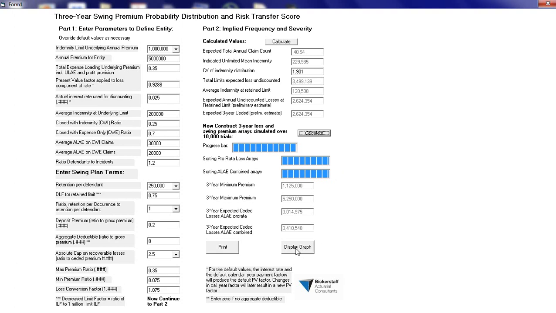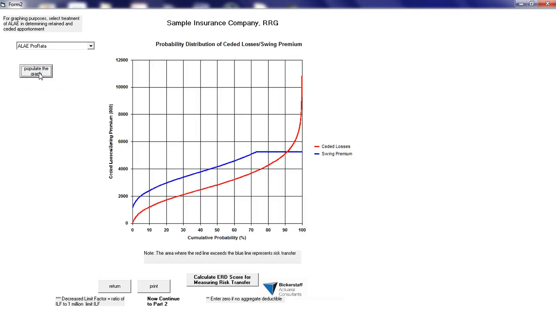So now, at this point, we're going to shift to screen number 2 and see where all this takes us. So I'm going to push this button. Now we've sorted out 10,000 trials 2 ways. Now I want to see what this looks like. So let's try the set of buckets that are now sorted with the ALAE defined on a pro rata basis. So let's populate this graph, and that's what we end up with.